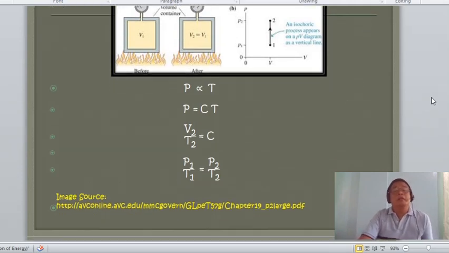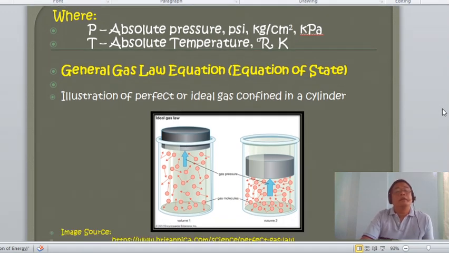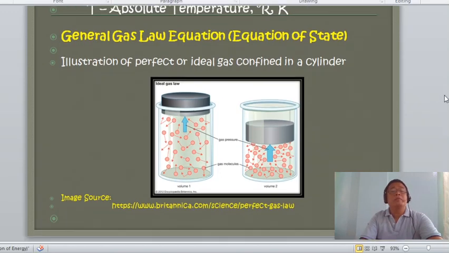Okay. So, we have here also, where, of course, P is the absolute pressure, in PSI, kilogram per centimeter square, or kilopascal. The temperature is the absolute, so maybe in Rankine or in Kelvin. Okay? So, this is now the general gas law equation of state, or the gas law equation, or general gas laws, okay? Or the equation of state.